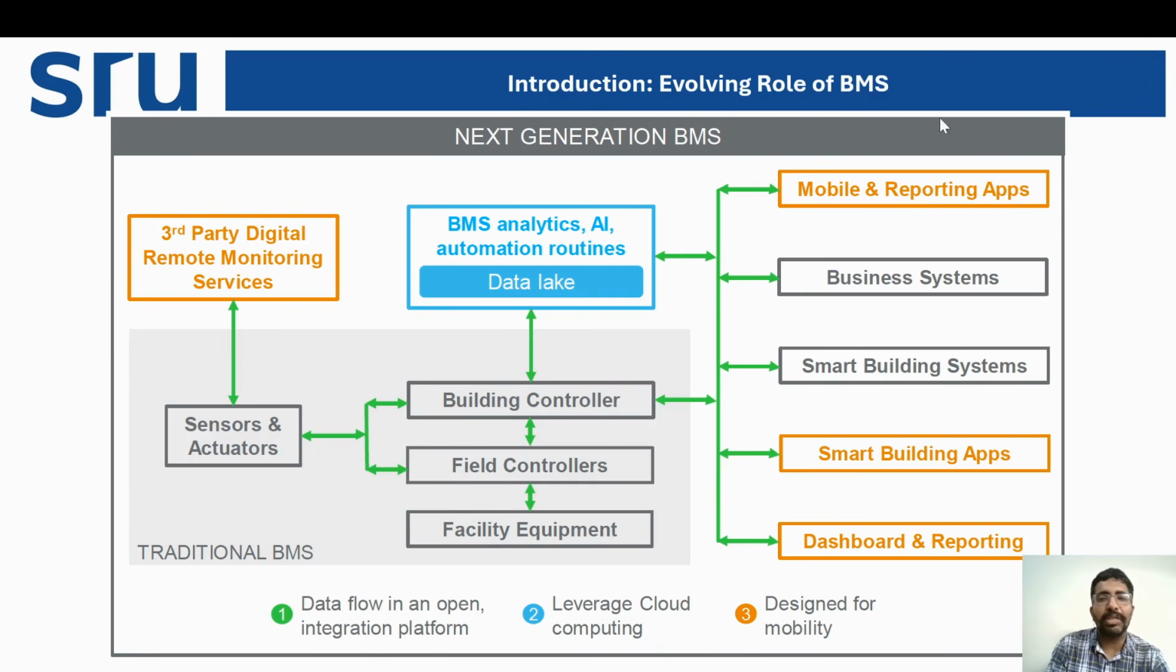So these are the broad aspects of the upcoming next generation BMS, which is nothing but an extension of the traditional BMS systems to more sophisticated ones, with the help of remote monitoring and BMS analytics. So database systems.